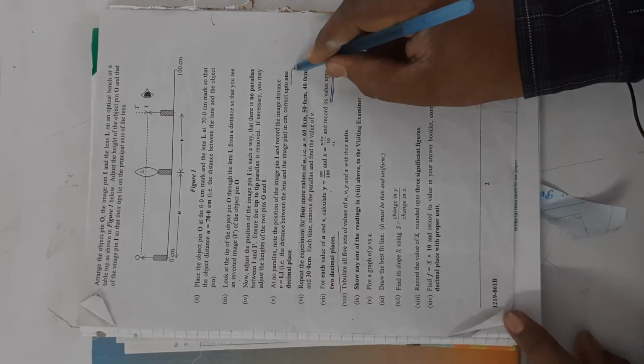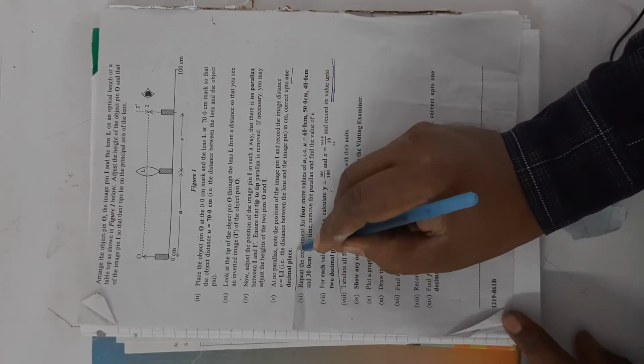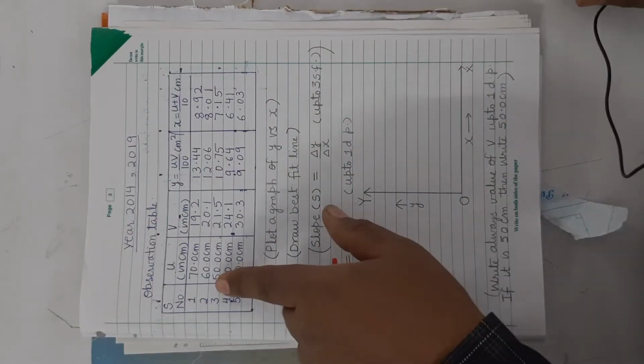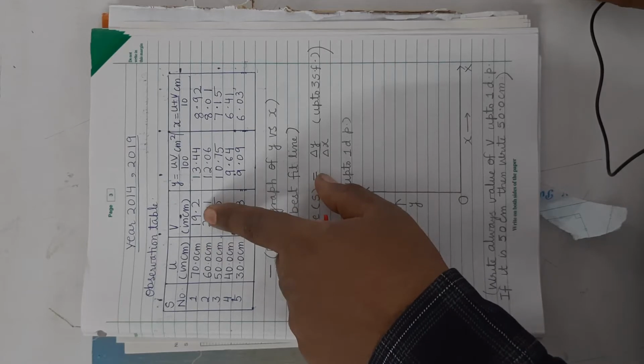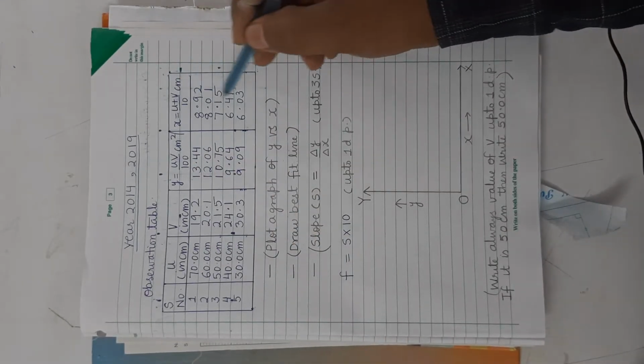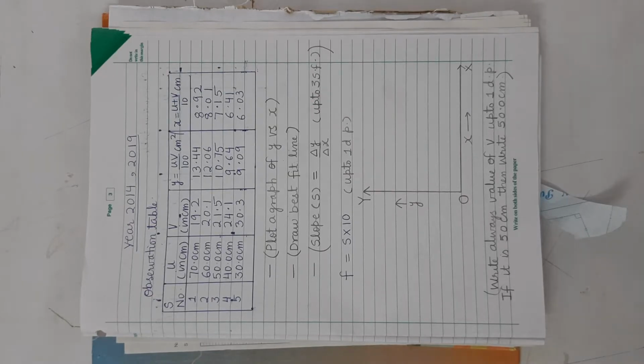The things which are given in bold letters, you must follow those things. Here it is given 1 decimal place, which means the value of v you will write in 1 decimal place. Suppose it comes 20 centimeter. What will you write? 20.0 centimeter. It is clear? Here when you calculate u into v upon 100, these are the values of y and this is the value of x.